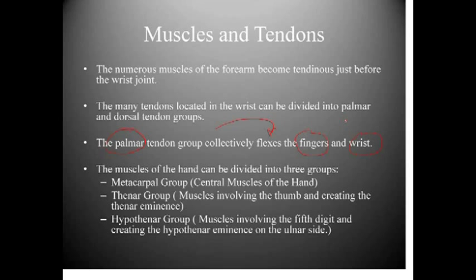The muscles of the hand can be divided into 3 groups: the metacarpal group, which are the central muscles of the hand; the thenar group, which are muscles involving the thumb and creating the thenar eminence; and the hypothenar group, which are muscles involving the 5th digit and creating the hypothenar eminence on the ulnar side.